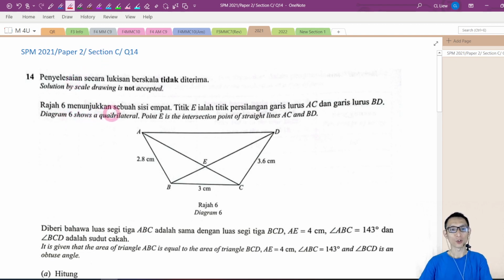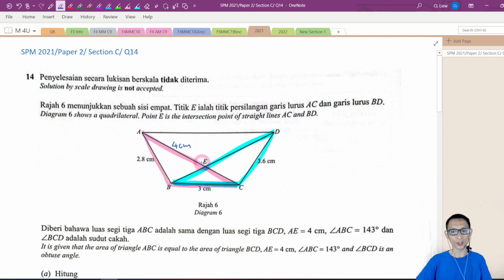Diagram 6 shows a quadrilateral and point E is the intersection point of straight line AC and BD. It is given that the area of the triangle ABC is equal to the area of triangle BCD. So ABC, this triangle, and this triangle BCD. These two triangles have the same area, and given by the question, AE is equal to 4 centimeter.